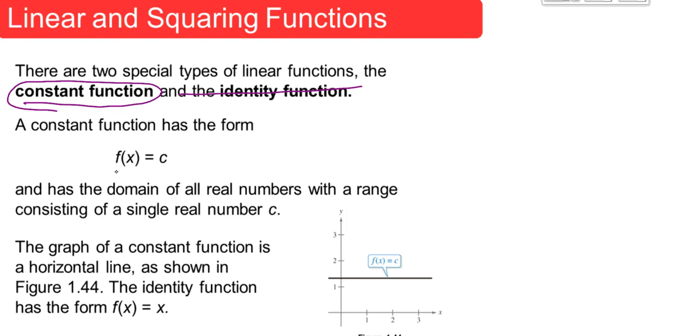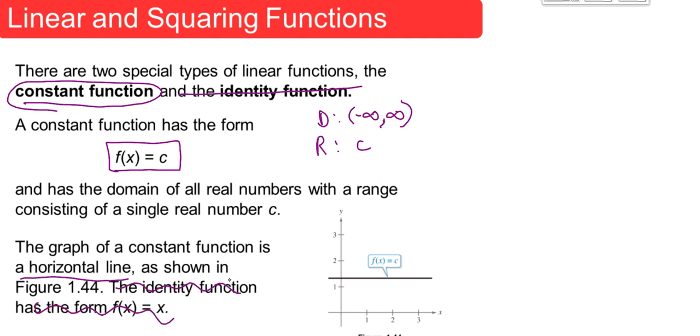So the constant function is f of x equals c, and the domain is all real numbers, so from negative infinity to infinity. And the range is just whatever that c value is. We could put it in braces if we wanted, or a bracket. Either way would be fine. And it is a horizontal line. I'm going to just cross that out because we don't care about that. If you want to draw yourself a little picture of it, it looks like that. So there's the constant function.